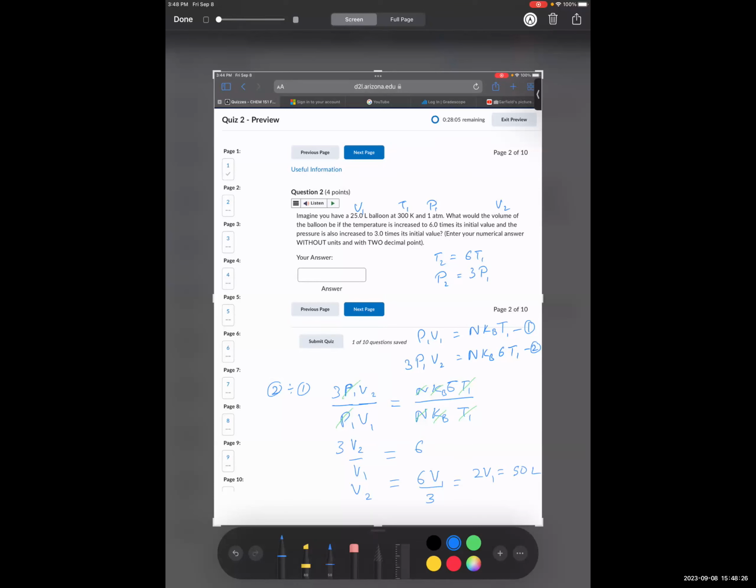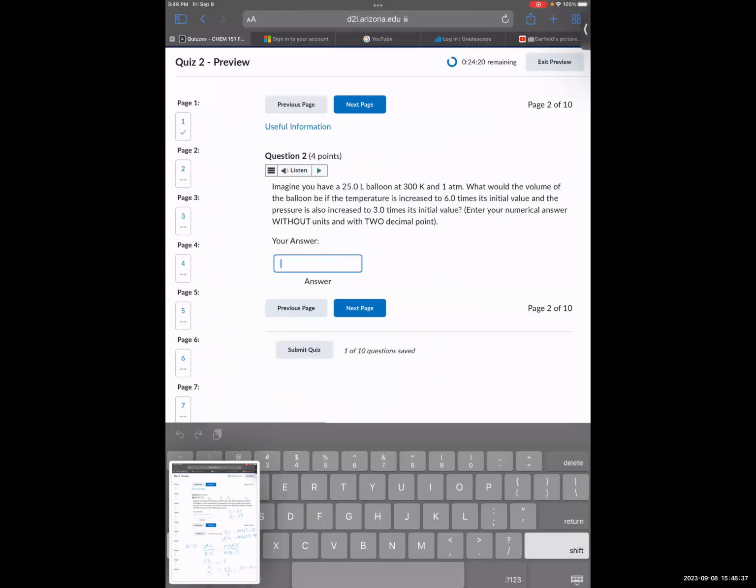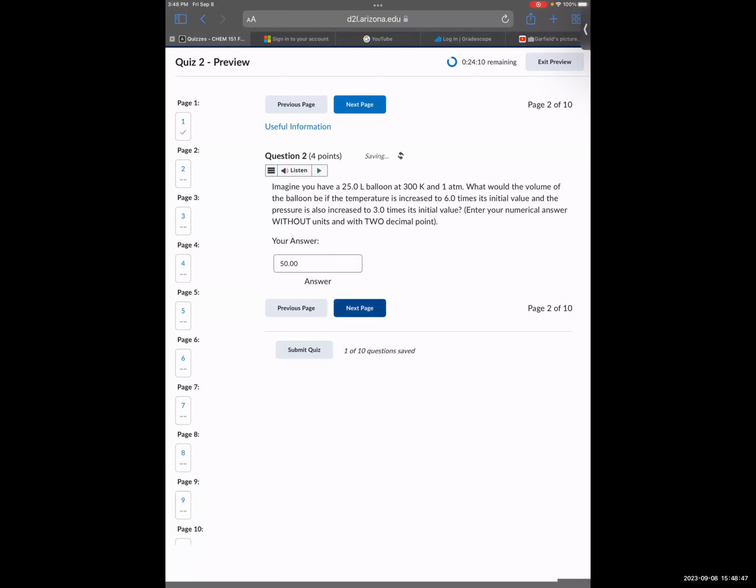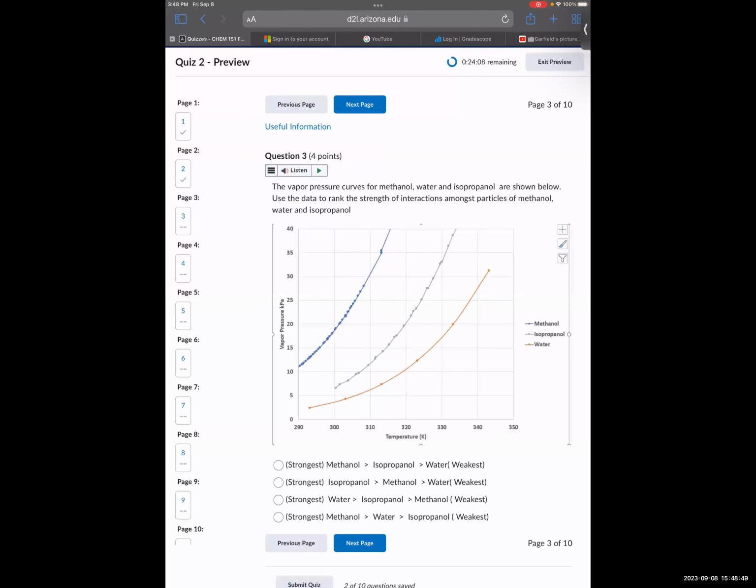It says enter your numerical answer without units and with 2 decimal points. So let's stop right here. We type 50 over here. Let's try it: 50 with 2 decimal points, looks something like that, no units. And next page.